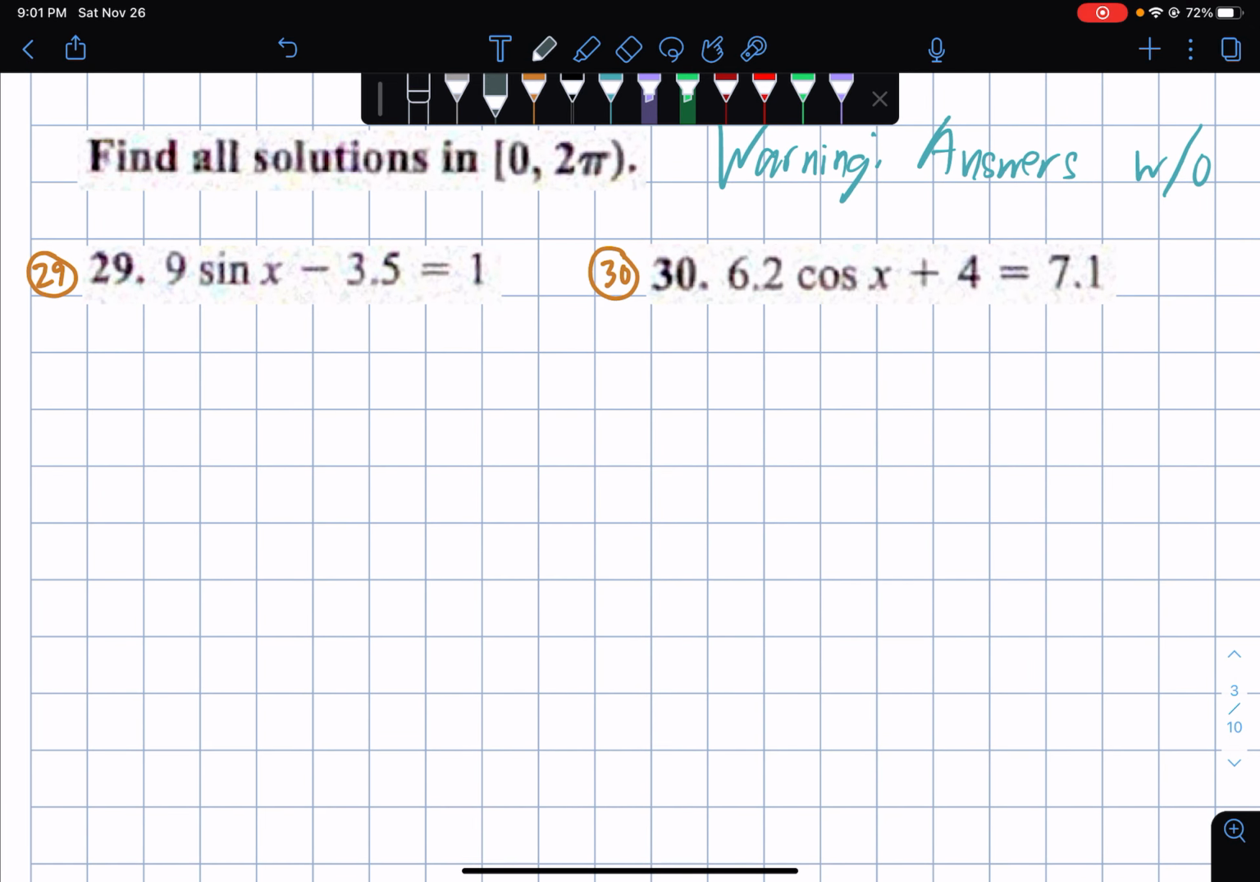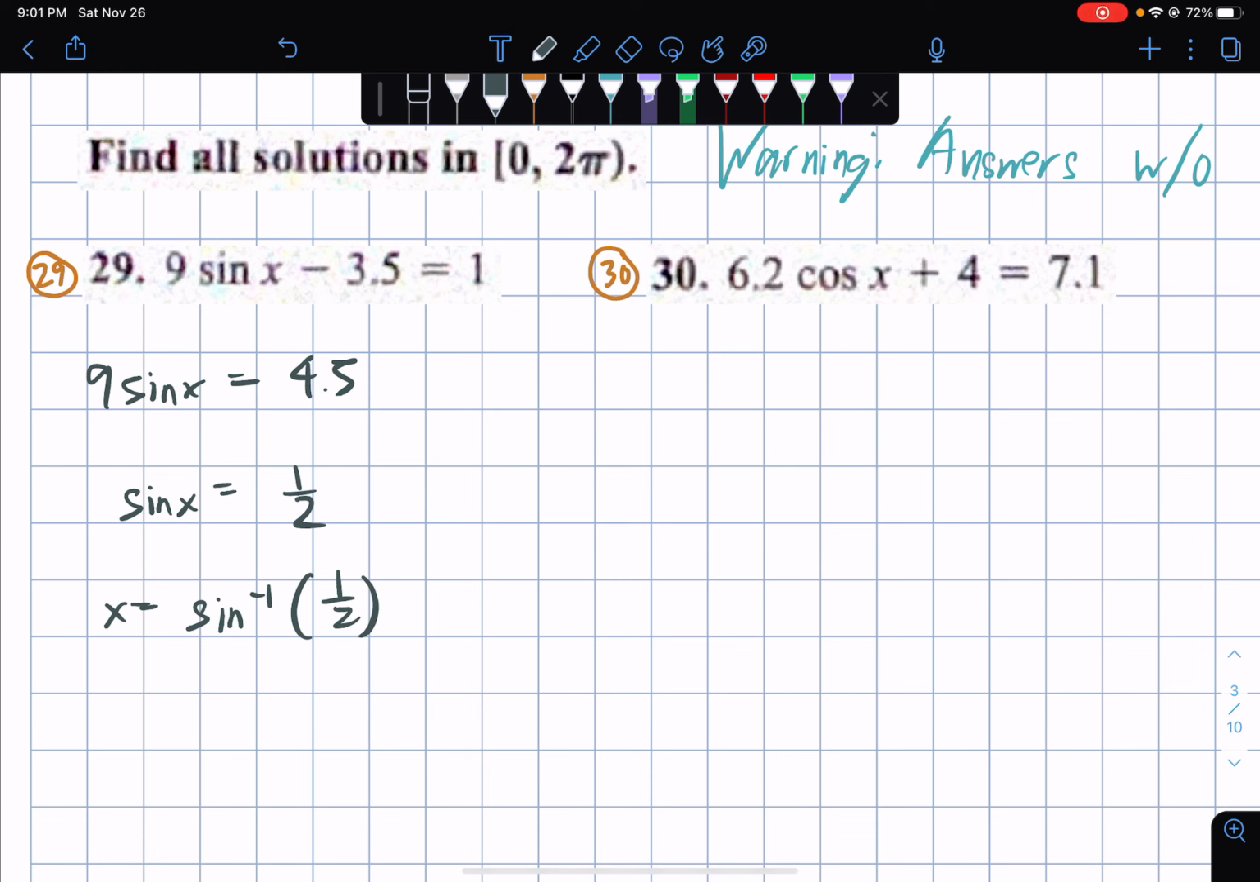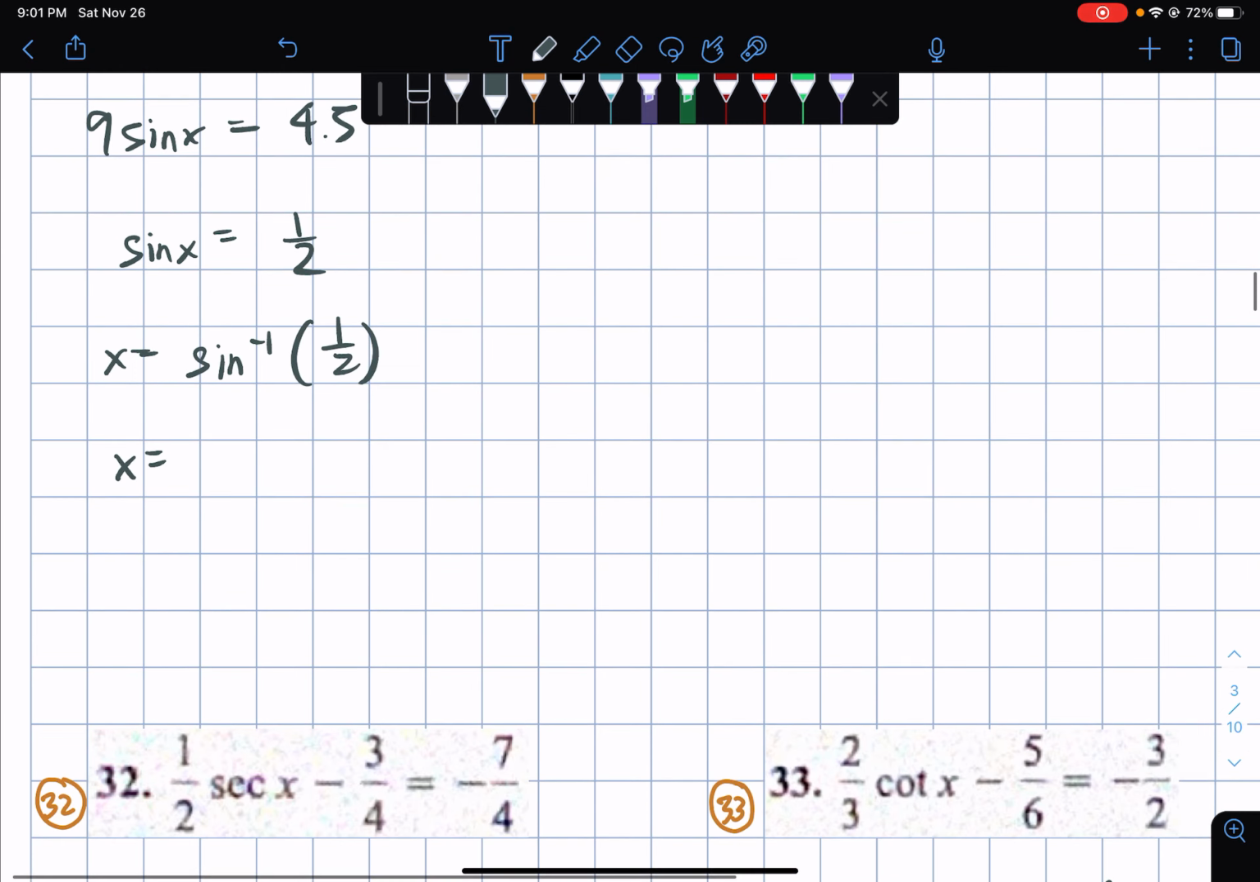For number 29, transpose negative 3.5 to the other side of the equation. We have something like this. And divide both sides with 9. We get something like this. 4.5 over 9 is basically 1 over 2. And x is equal to the arc sine of 1 over 2. X is equal to pi over 6.